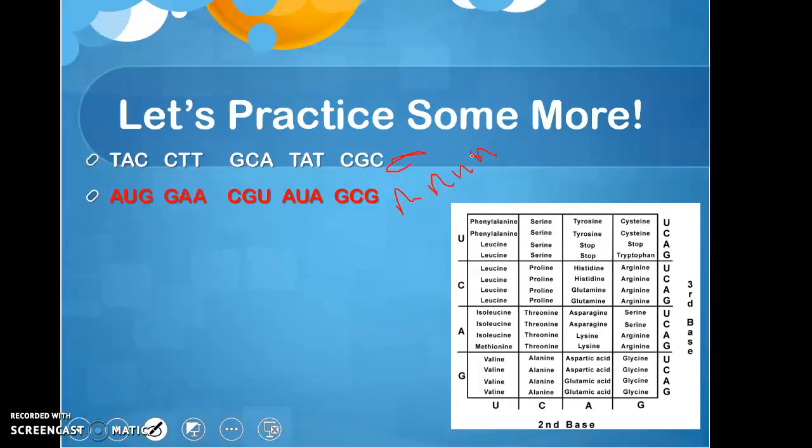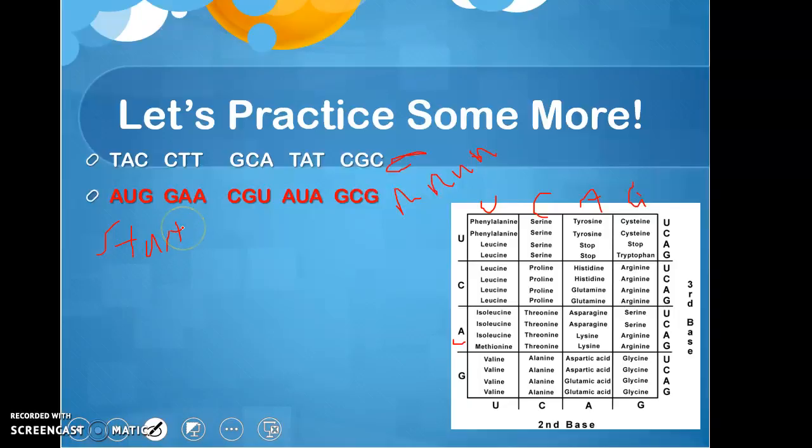Now, we need to go to the mRNA and figure out which amino acid it would bring. So I'm going to look at AUG. So I'll come over here. Here's A. U's up here. C-A-G. So AU, in this right here. And then I've come over G. It's methionine. So right here, methionine, that's your start codon.